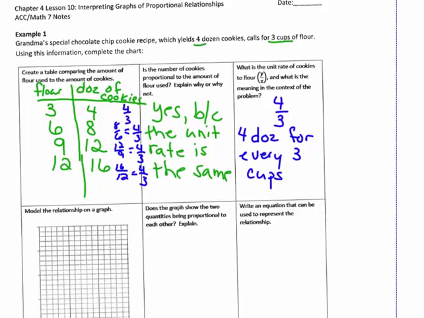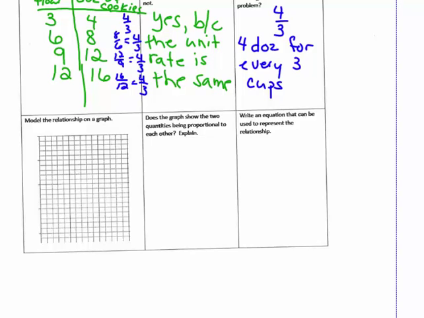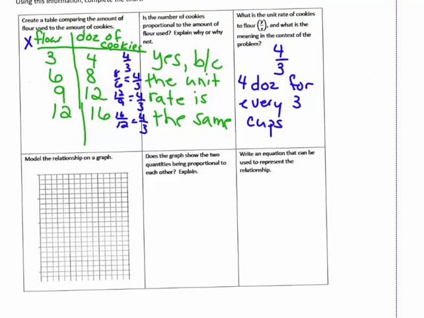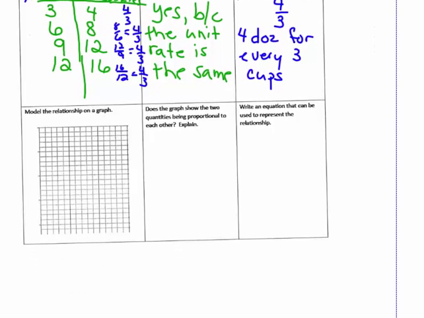Model the relationship in the graph. So when we do our graph, this is always our X, this is always our Y column. So down here at the bottom is where we're going to have cups of flour. And our Y-axis is where we're going to have dozens of cookies. I have to put some numbers on here. I'm just going to count by ones. I think it pretty much works for this.